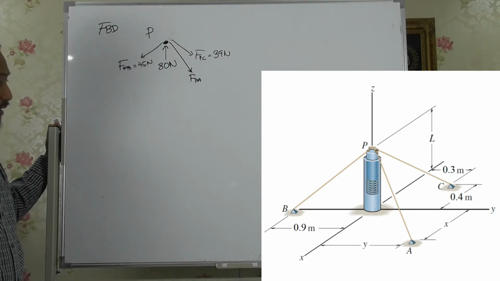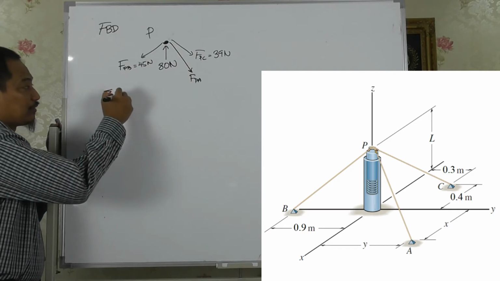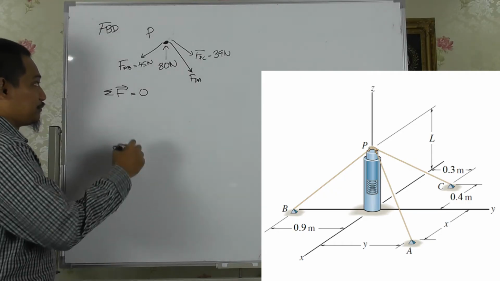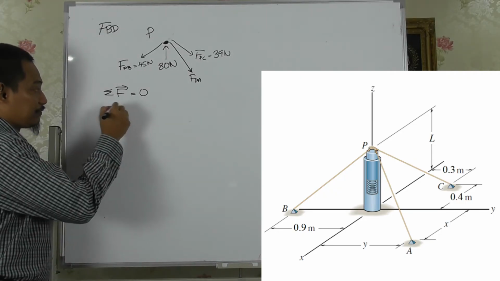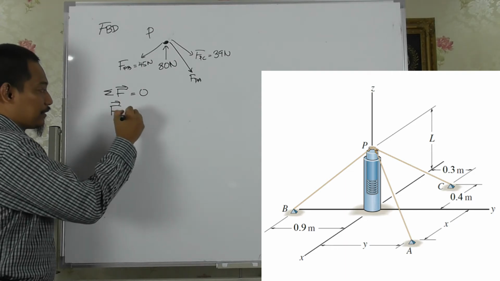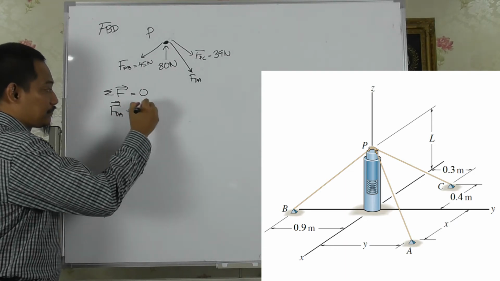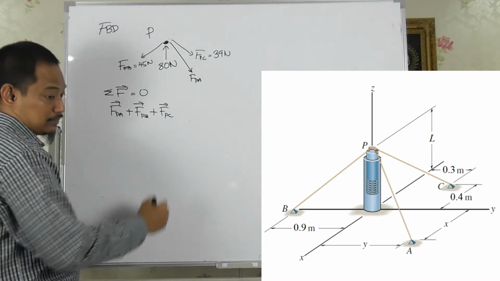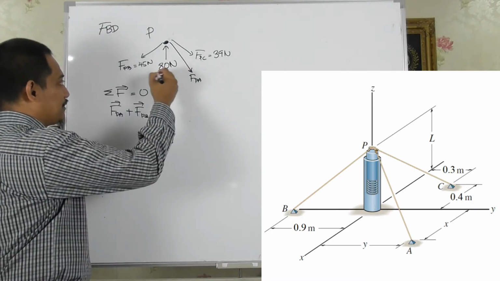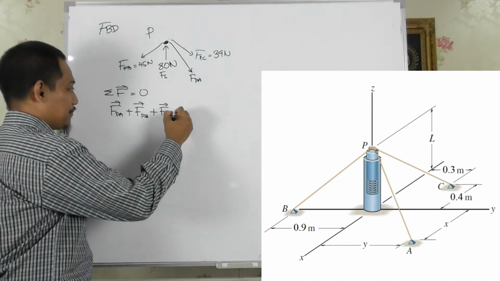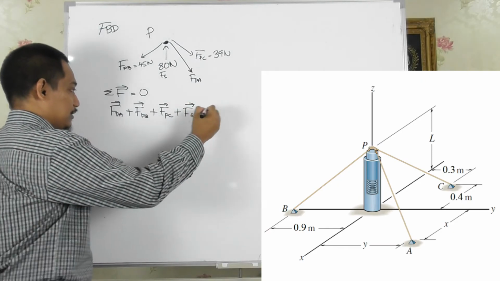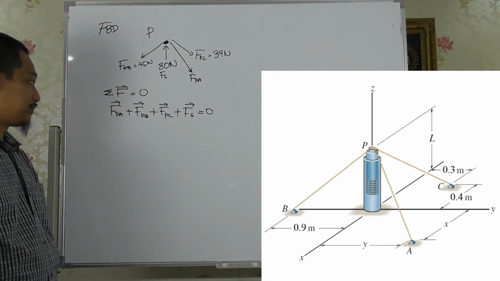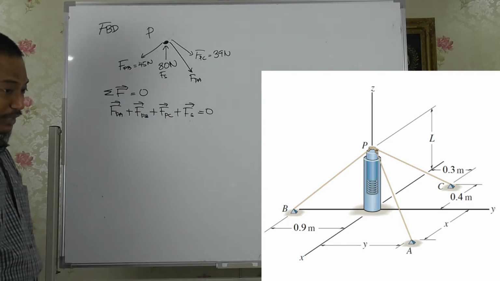Right. So in equilibrium, we know that the summation of all forces should be equal to 0. So in other words, the vector FPA plus FPB plus FPC, plus, let's label this Fs, for example, for spring, plus Fs equal to 0, right? So if you add all of these vector forces, force in vector form, it should be equal to 0. Right, so how to express each of these?